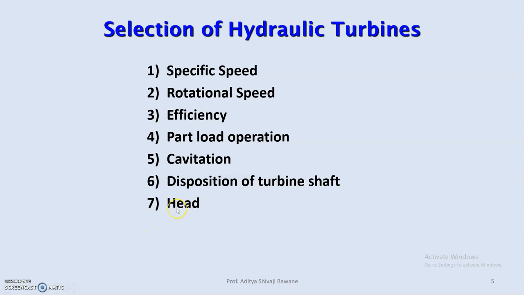Next is head. Head available, we know for very high head we use Pelton turbine, that is above 350 meter. Then medium head, 60 to 150 meter, we use Francis turbine, and below 60 meter we use Kaplan turbine, or let us say very low head, in that case we use bulb turbine.